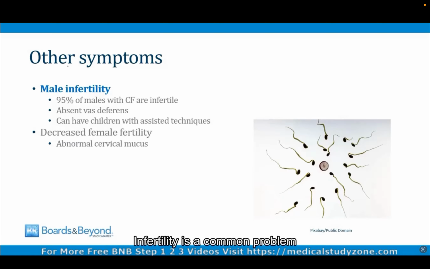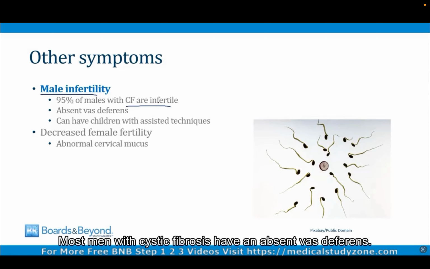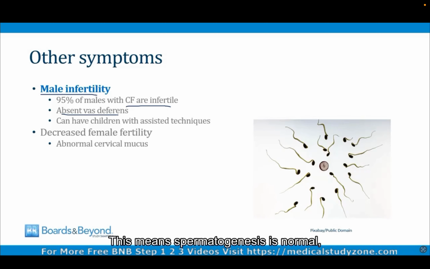Infertility is a common problem in patients with cystic fibrosis. In particular, it's a problem for males. 95% of males with cystic fibrosis are infertile. The reason for this is usually because of abnormal development of the genitourinary tract. Most men with cystic fibrosis have an absent vas deferens. This means spermatogenesis is normal, but the sperm cannot travel normally into the ejaculatory duct. These men can have children, but they require assisted techniques to get the sperm to fertilize the egg. Females also have a decreased fertility, but it's not as severe as men. This is believed to be due to abnormalities of cervical mucus.